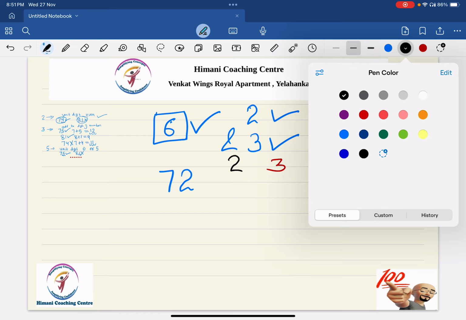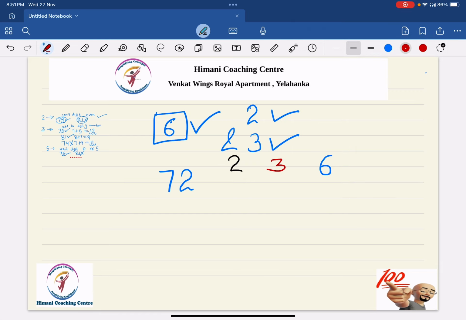So now let us check. 2 is an even number, so divisible by 2. Yes. Now, 7 plus 2 is 9. Is it a multiple of 3? Yes. So, divisible by 3. Hence, we can say that 72 is divisible by 6 as well.